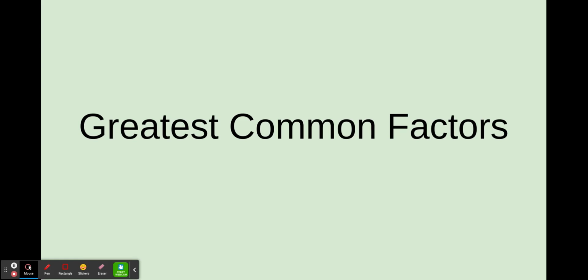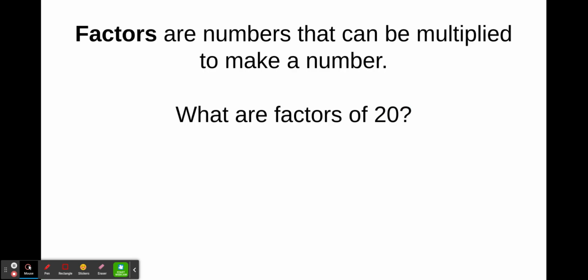In this video we're going to take a look at greatest common factors. To find the greatest common factor of two numbers, you want to first start by finding your factors. So factors are the numbers that you can multiply to make a number.